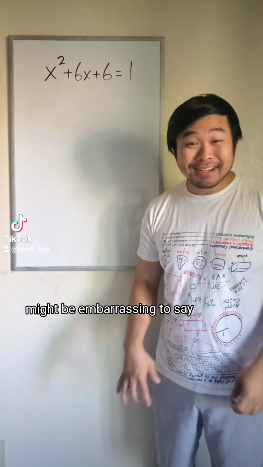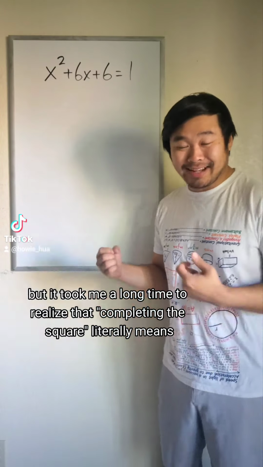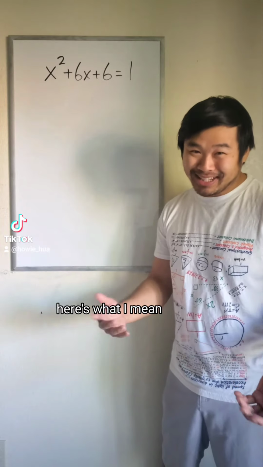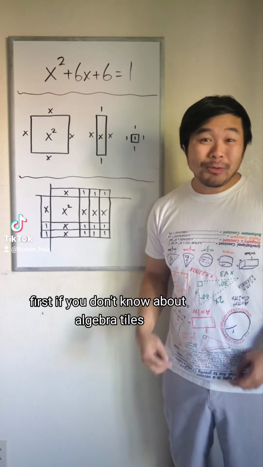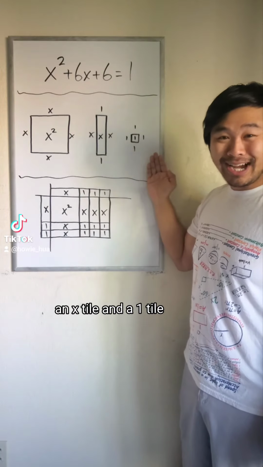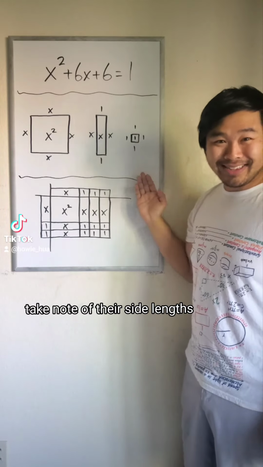Might be embarrassing to say, but it took me a long time to realize that completing the square literally means to complete the square. Here's what I mean. First, if you don't know about algebra tiles, here's an x squared tile, an x tile, and a 1 tile. Take note of their side lengths.